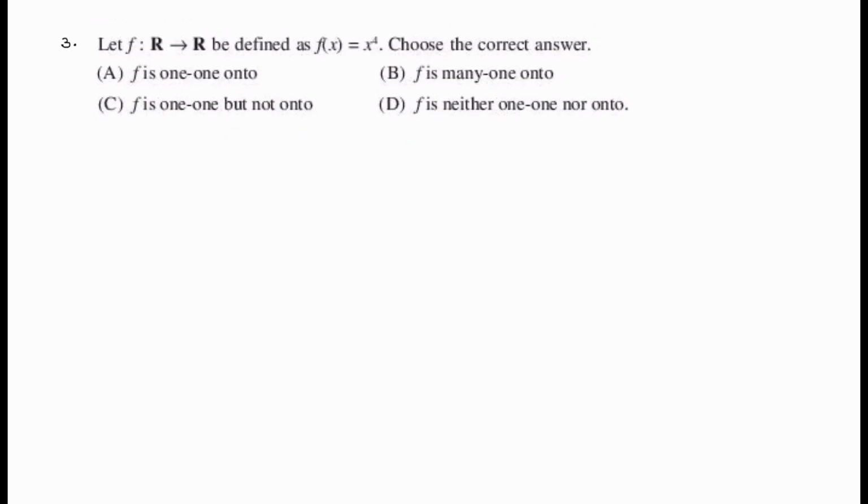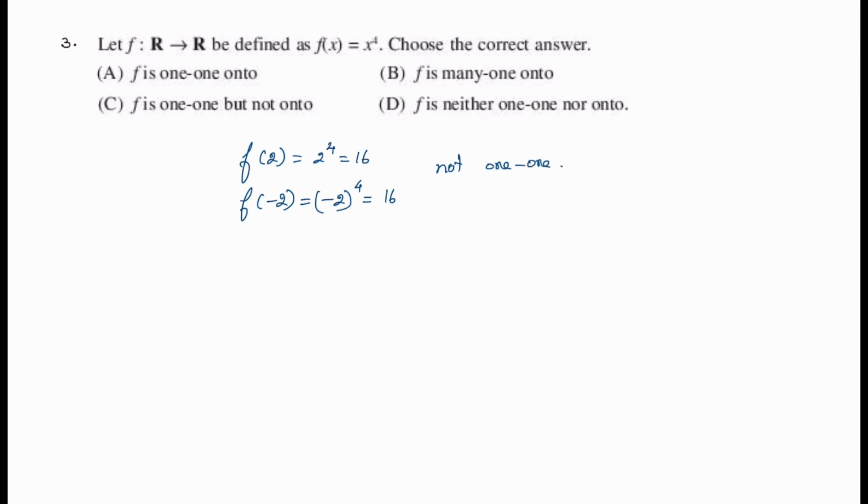The third question, let f be from R to R defined as f of x equal to x power 4. Choose the correct answer. Let us check whether it is one-one and onto or not. Since x has an even power, f of 2 is 2 power 4 which is 16 and f of minus 2 is (minus 2) raised to 4, that is also 16. So 2 and minus 2 have the same image 16. So it is not a one-one function.